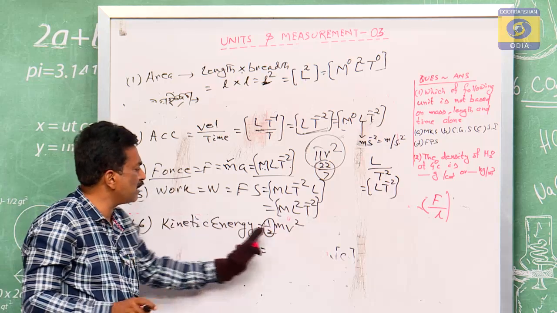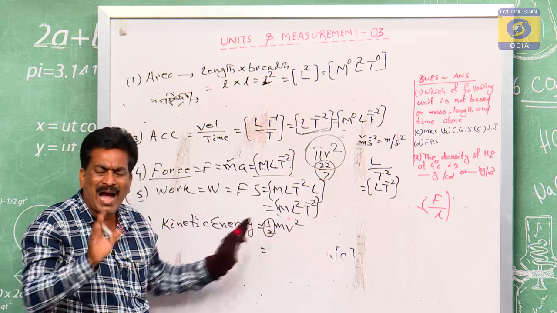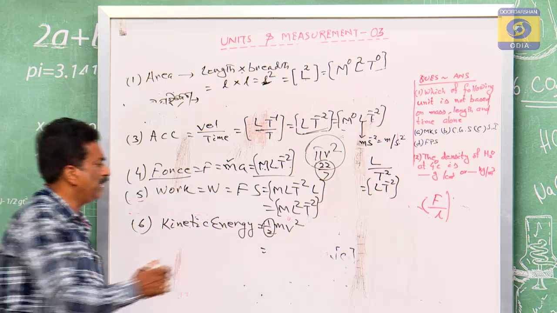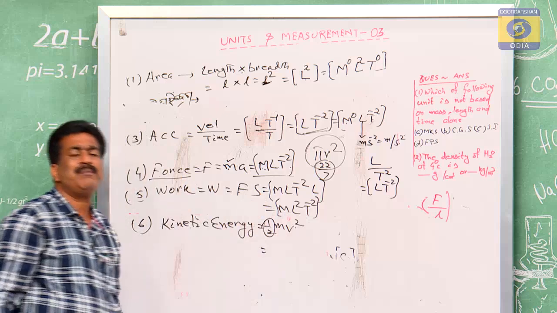So here is the kinetic energy with the formula half mv square. Half has no dimension. Next comes mv square. M is the mass.